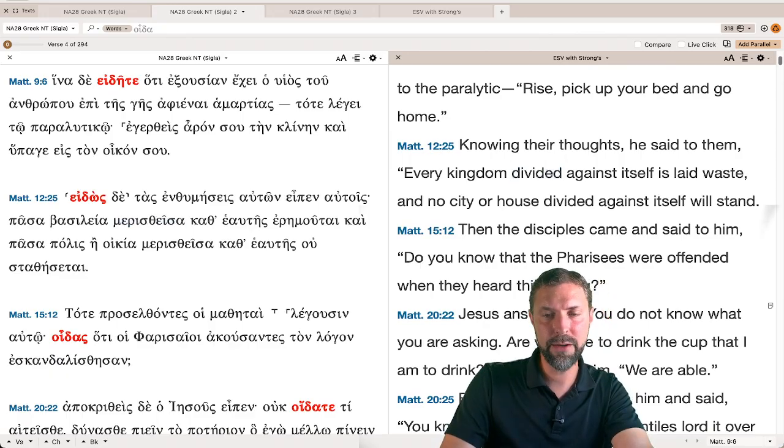Okay, if you're parsing it out on a quiz or a test, you want to write perfect, but when you're translating it you want to render it as a present. And that's just honestly the oddity that is oida. It's the one verb. It's a weird one. This is just the way it works out.